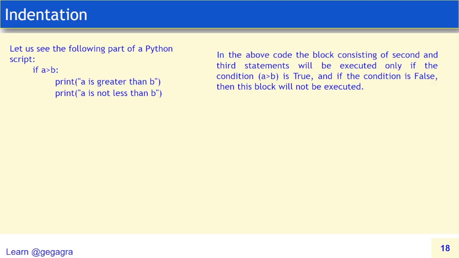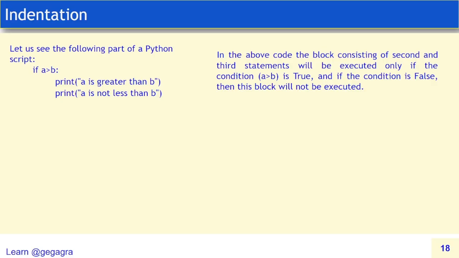A is not less than B is also printed. And suppose A is 2 and B is 5. In this case, 2 is not greater than 5, and hence this condition becomes false. So these two statements will not be executed.